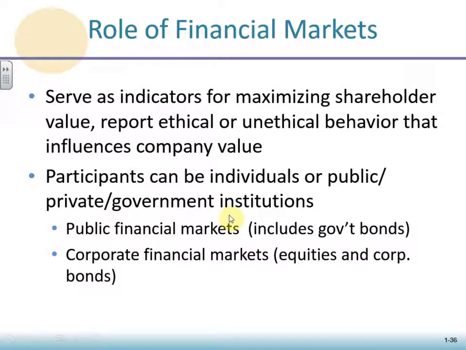Public financial markets might include things like government bonds, right? We can all lend money to the government if we choose to, be it local, state, or federal. And corporate financial markets include things like equities, the stocks that we like to talk about, and corporate bonds.